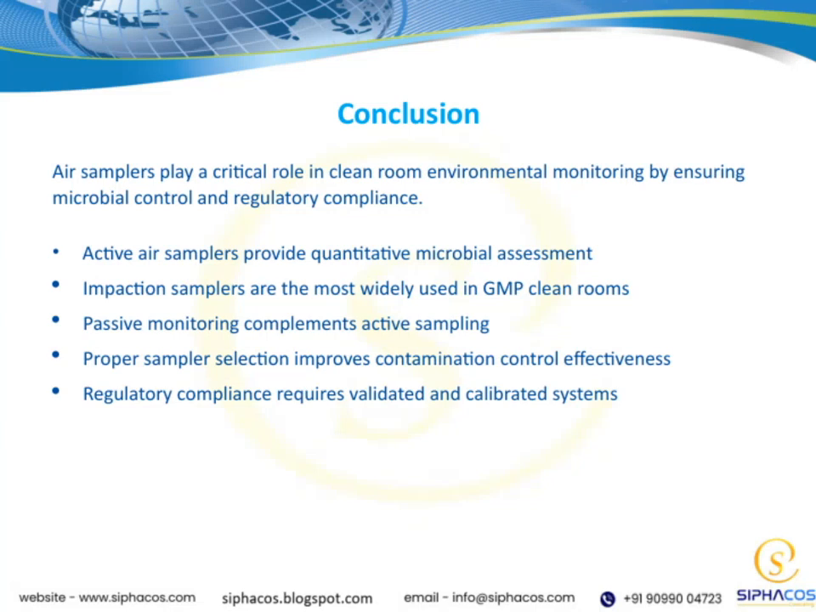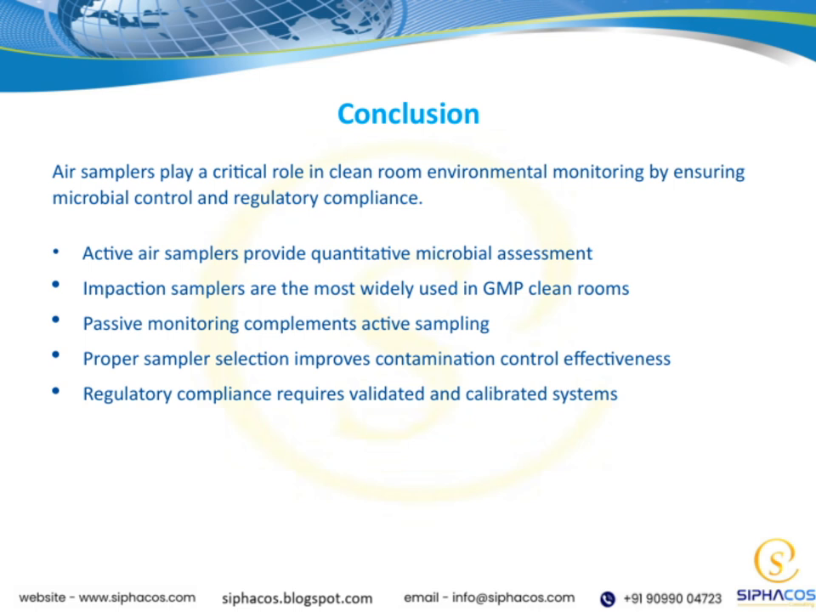Now, as we wrap up, let's talk about the conclusion. Air samplers are absolutely essential in clean room environmental monitoring. They help us maintain microbial control and ensure we stay compliant with regulations. Active air samplers, in particular, give us a quantitative assessment of microbes in the environment, providing valuable data for decision-making. Among these, impaction samplers are the most widely used in GMP clean rooms because of their reliability and effectiveness.